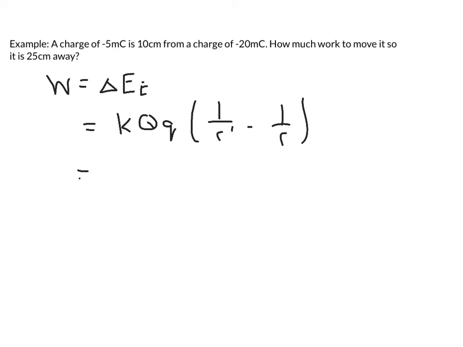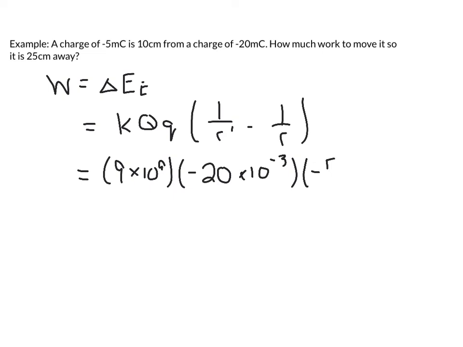For this one that I made up, if we plug in the numbers, 9 times 10 to the 9 is the value of k. The charge I made up was negative 20. It's important that we put in the negative. It's in millicoulombs, so that's times 10 to the negative 3. The other charge I made up was negative 5, again in millicoulombs, times 10 to the negative 3. In hindsight, those are really big charges, so we're going to get a big number at the end of all this. The final r was 25 centimeters away, so that goes in first, 1 over r. The original r was 10 centimeters, so that goes in second.